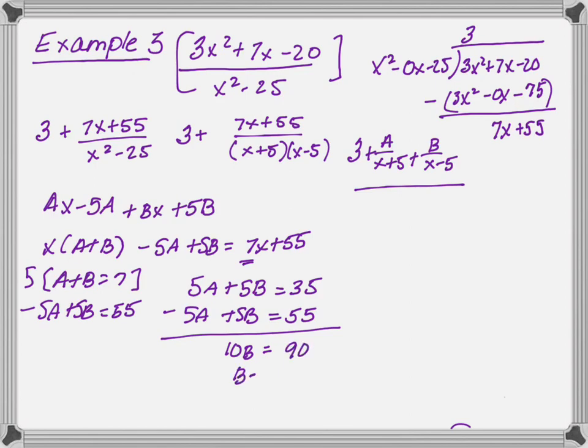So b is equal to 9. And a plus b was 7, so a has to be negative 2. So going back up here, our answer, don't forget the 3: 3 plus negative 2 over x plus 5 plus 9 over x minus 5.